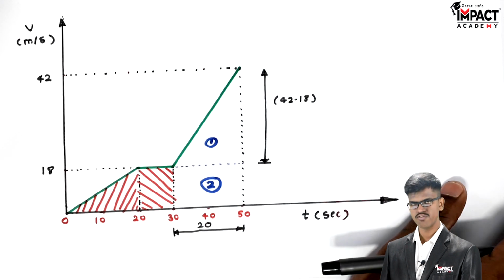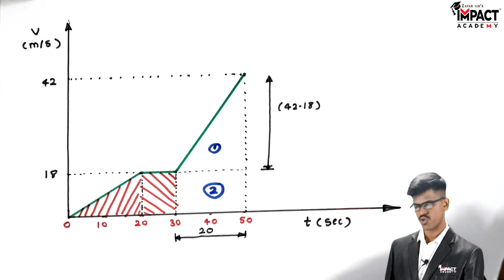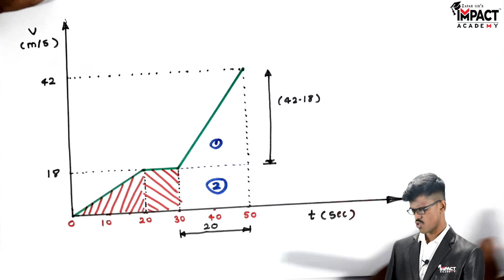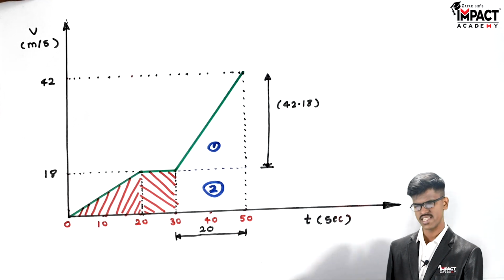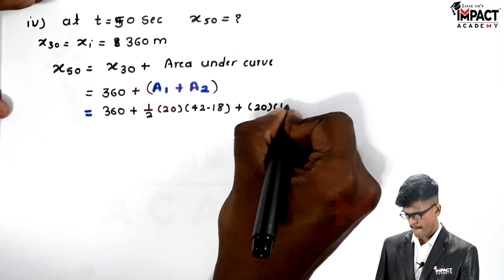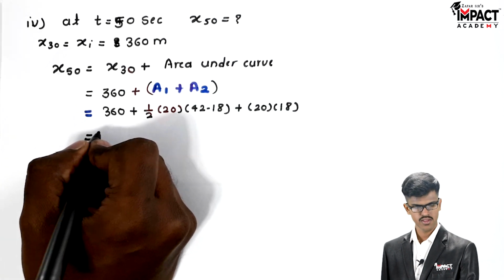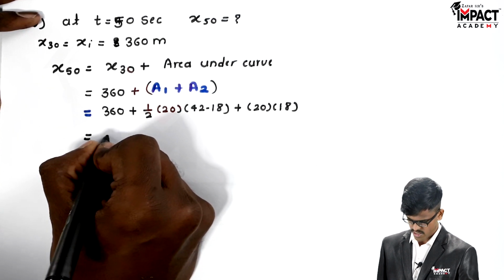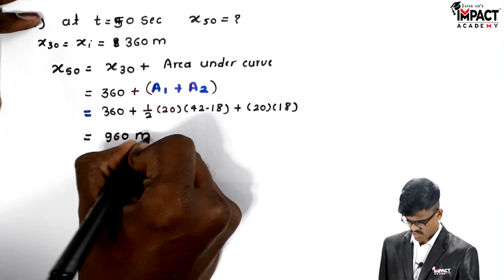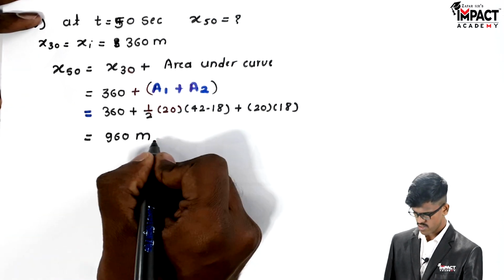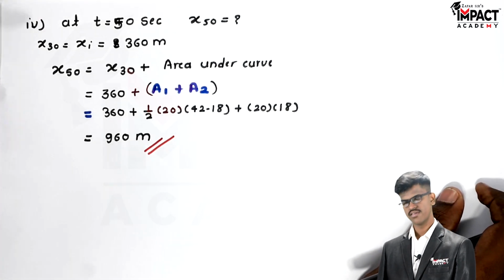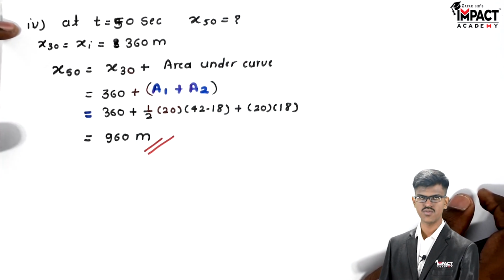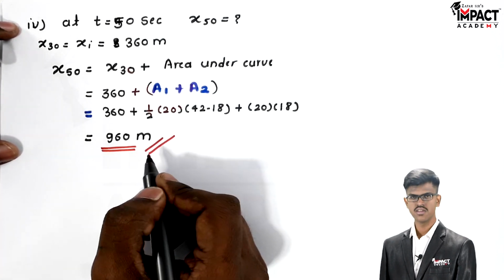Now we have to find the area of section 2, and we just add, we get the total area. The area of section 2 will be, it is simply a rectangle, so base into height, base is 20 and height is 18. Okay, if we solve this, we get the answer, 960 meter. So we get our final answer, that is the position of the particle when t is equal to 50 seconds, which is 960 meter.